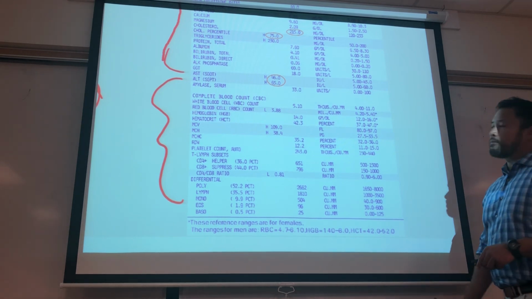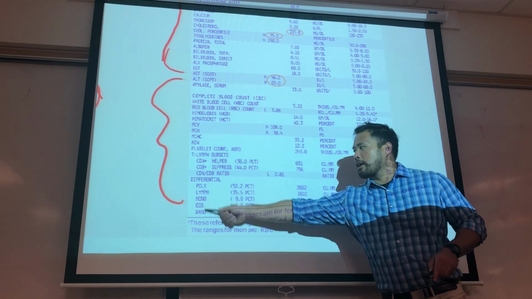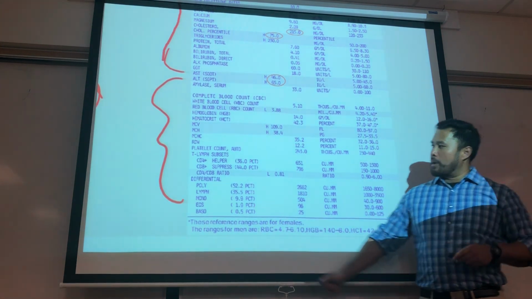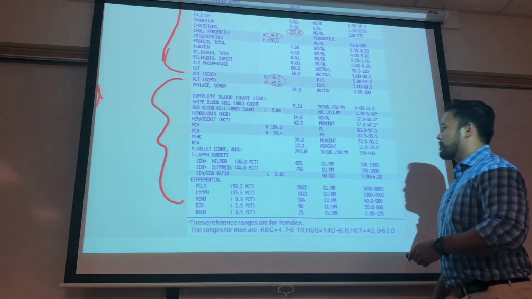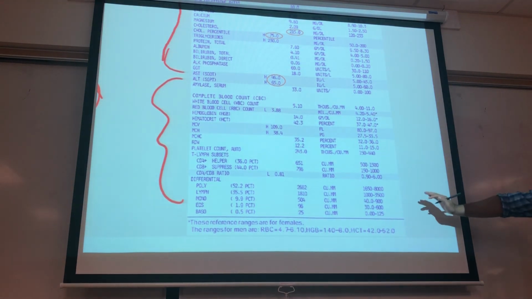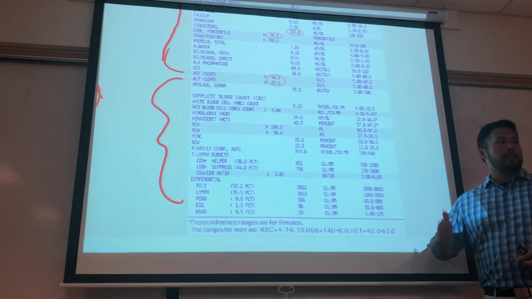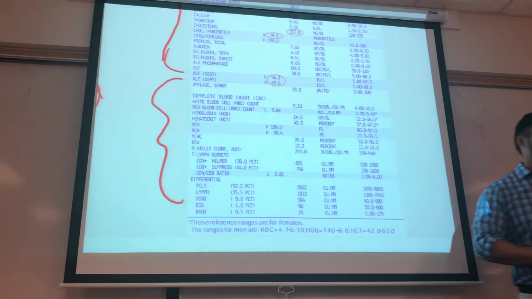And then your differential is looking specifically at your own immunity. It's looking at your basophils, your monocytes, your lymphocytes, and everything else. We want to make sure that those counts are normal, because if your white blood cell counts are high, it means you're fighting off something. We want to look at those specifically.